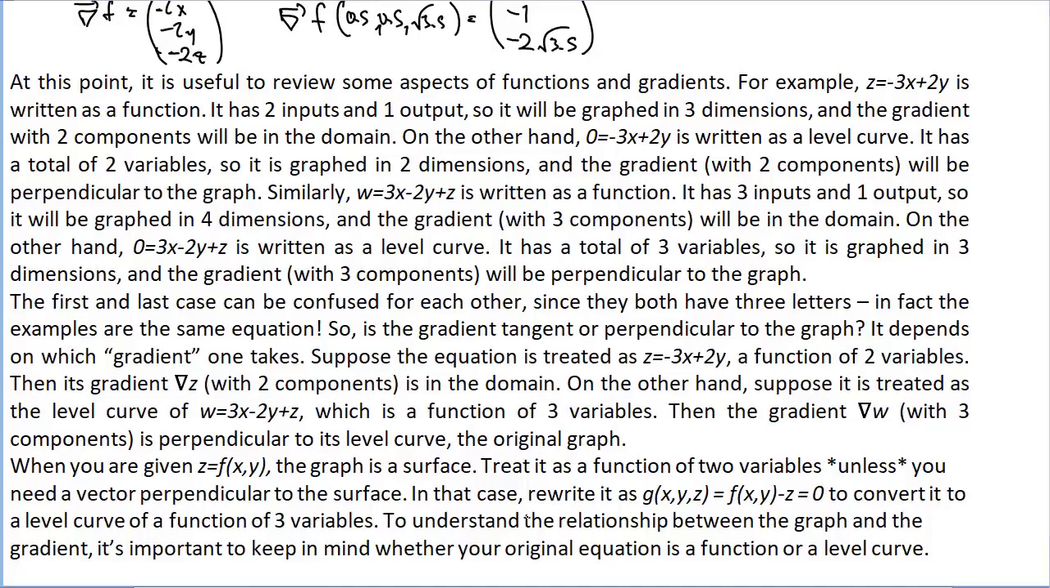So if you have z equals negative 3x plus 2y, if you treat it as a function of 2 variables, then the gradient has 2 components, and it's in the domain. On the other hand, suppose you treat it as a level curve of a 3-variable function. Then the gradient grad w is going to have 3 components, and that's going to be perpendicular to the level curve, which is what we thought of as the original graph.